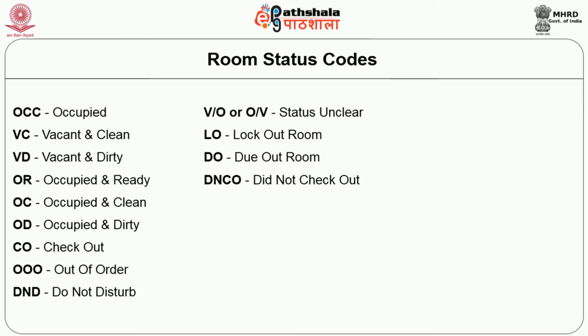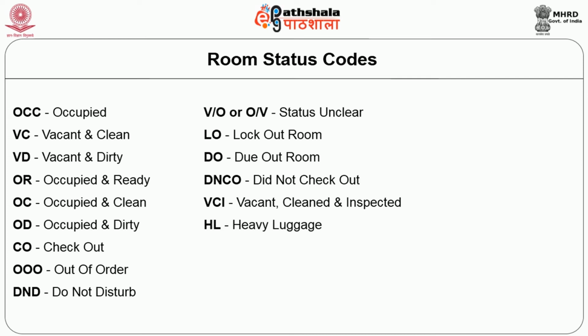DNCO indicates did not check out rooms. These DNCO rooms are those where guests are supposed to check out but have not checked out by the time. They are denoted by DNCO, and this alerts the front office staff to make calls to these guests to know their exact checkout time. VCI denotes vacant, cleaned and inspected, which means that it is ready for sale again.